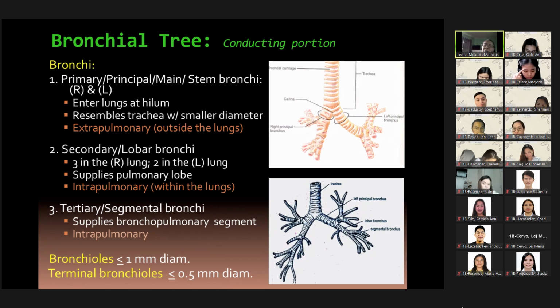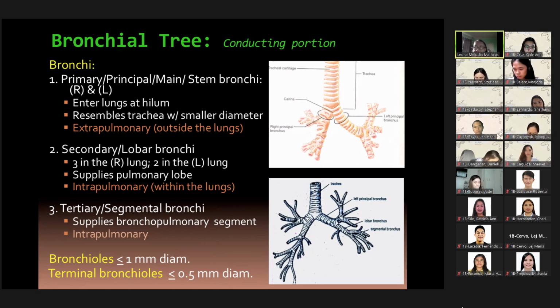Now, these bronchi are just beginning to enter the lungs at the hilum, and therefore we say that these are still outside the lungs. Now we say extrapulmonary. So the primary bronchi are outside the lungs, and they are therefore called extrapulmonary bronchi.